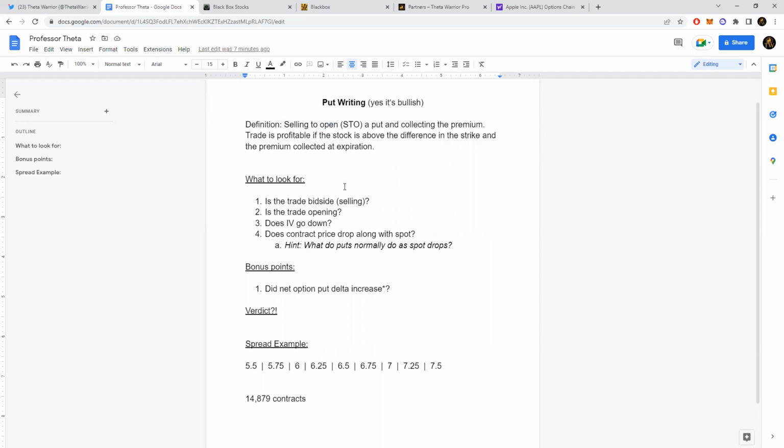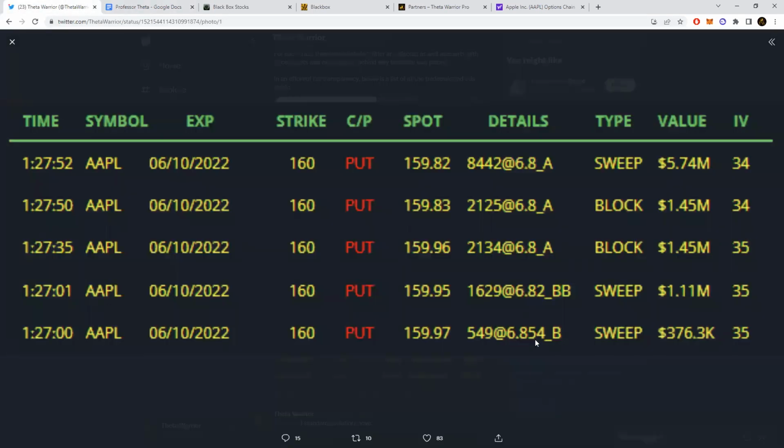So let's say you market order something. You're trying to sell, regardless if it's call or a put. If you market order, they're going to fill you on the bid because that's how they make money. That's how it's been done forever. So selling bid side. Yes, we have it right here.